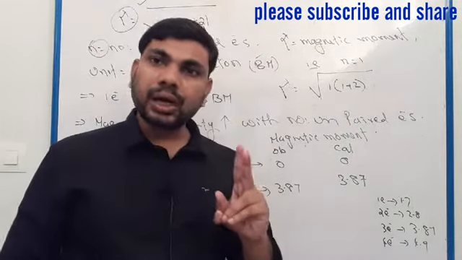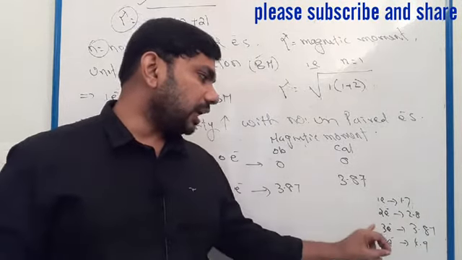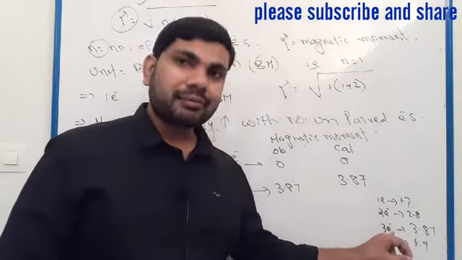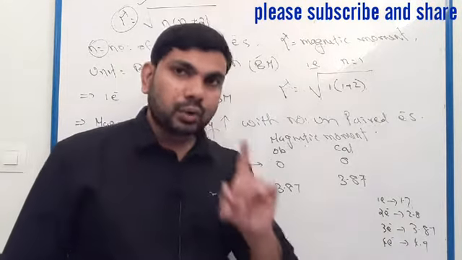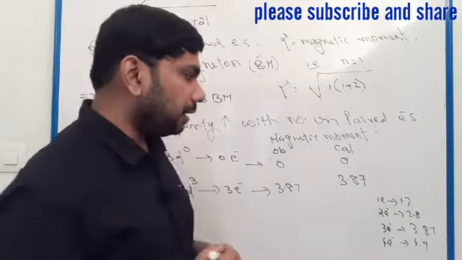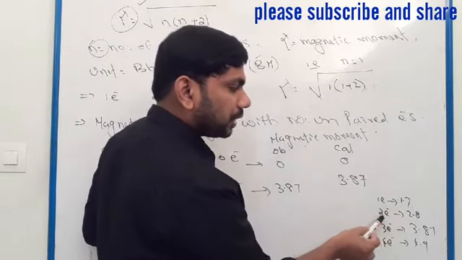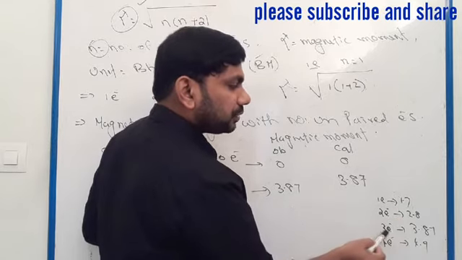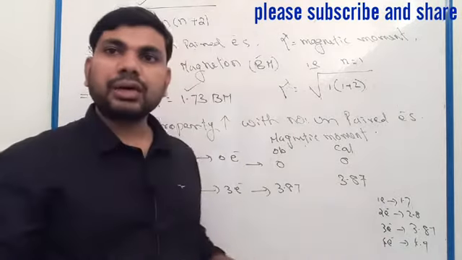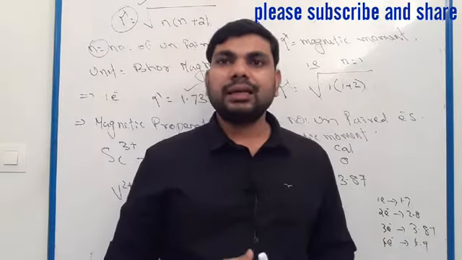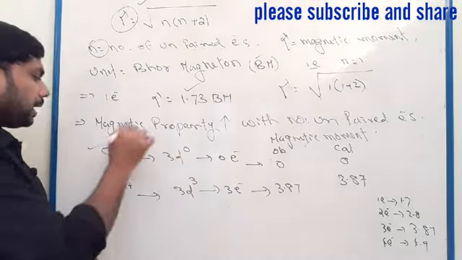Similarly, you can do the calculation. A substance which contains two unpaired electrons has a magnetic moment around 2.8, three unpaired electrons 3.87, four unpaired electrons 4.9. You can see one common pattern here: 1.7, 2.8, 3.8, 4.9. So in multiple choice questions you can find the answer very easily.